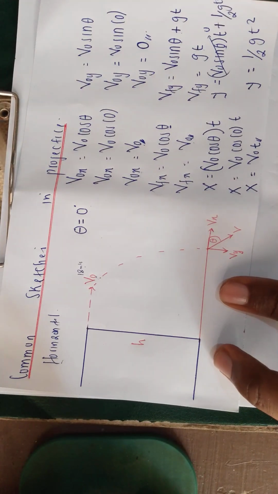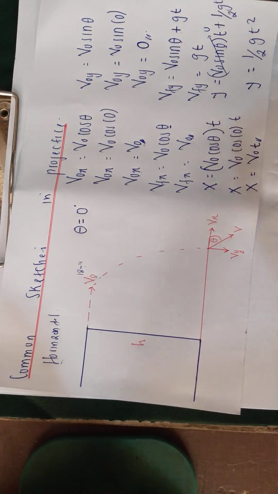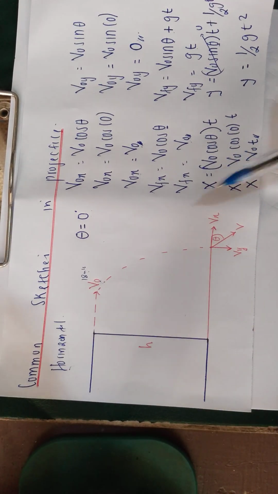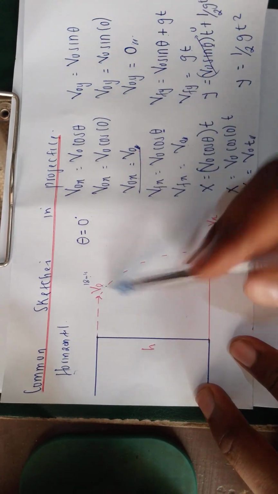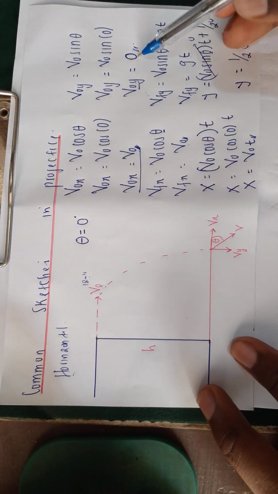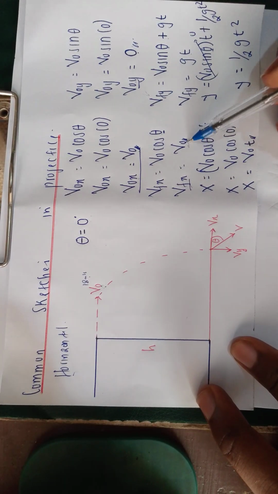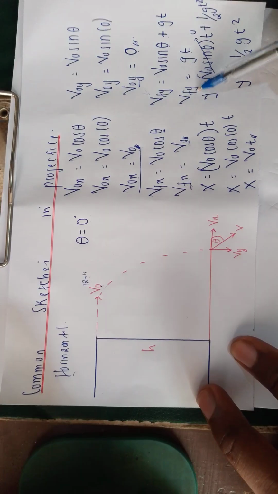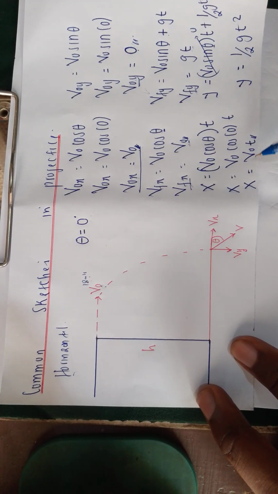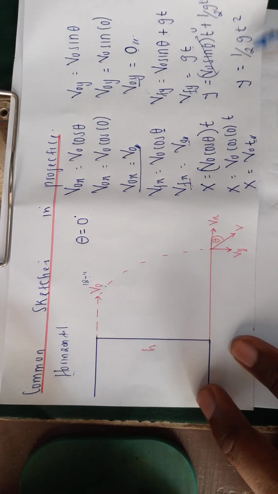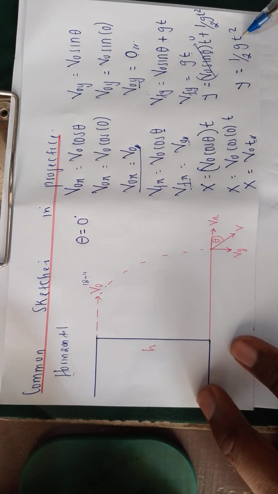So this is what you're supposed to understand under horizontal projectile motion. We've just modified the equation. The initial velocity in the x is equal to the initial velocity of the ball. The initial velocity in the y is going to be 0. The final velocity in the x is still 18, and the final velocity in the y is given by g t. Then the x is the initial velocity times the time of flight, and y is 1 over 2 g t squared.